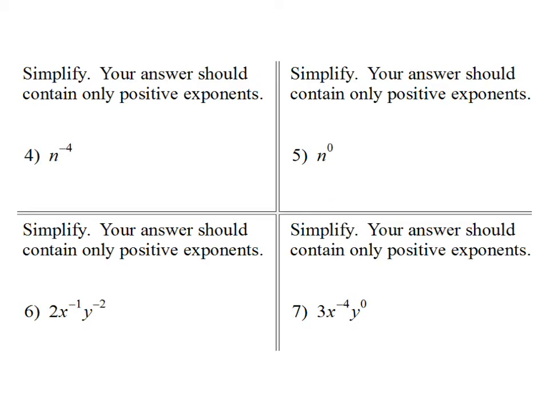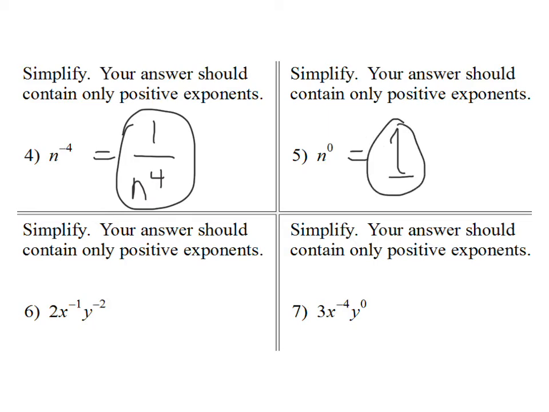Alright, so continuing with exponents here, again, we can't ever have a negative exponent, so I'm just going to rewrite that as 1 over n to the positive fourth, and now that's in simplest form. Remember, anything to the 0 power is equal to just the number 1.